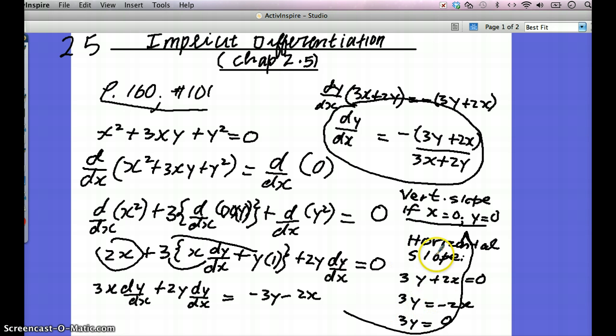Okay, we'll go into that another time. I think maybe I'm trying to put too much in it. I just really want you to see the implicit differentiation right now. We'll deal with this another time, all right?